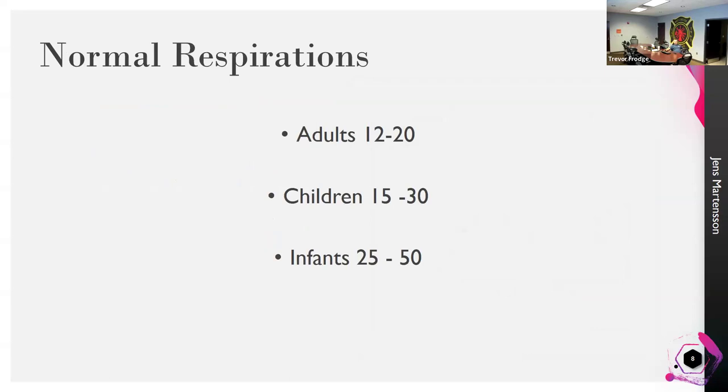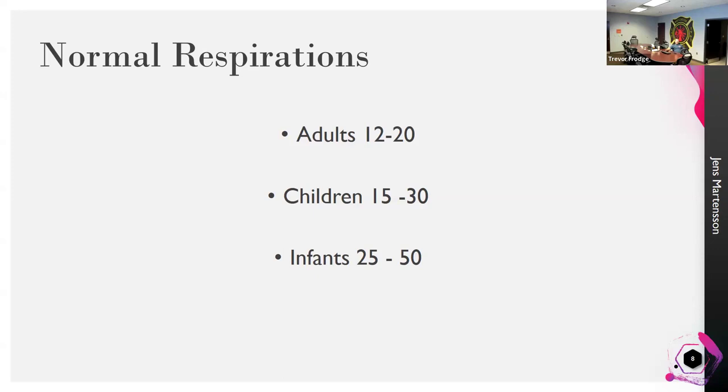So to know what's abnormal, we got to know what normal is, right? What our normal ranges are. So for adults, they breathe 12 to 20 times a minute-ish. Children, a good way to remember is 15 to 30 times a minute-ish. And then infants, 25 to 50 times a minute-ish, right? An infant breathing 10 times a minute is abnormal, right? We need to do something for that. An adult breathing 50 times a minute is abnormal.